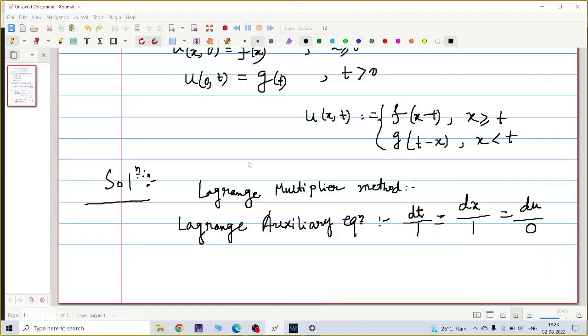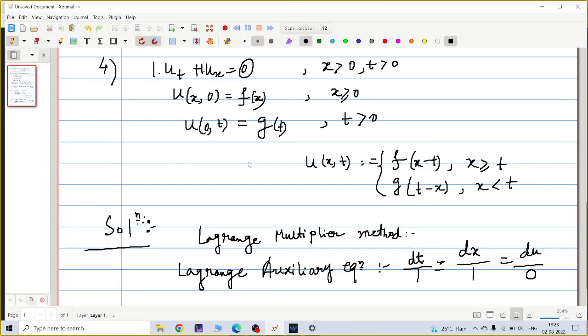Any question till now? I just write dt by the coefficient of ut, plus dx by the coefficient of ux, and du by 0. That is what is on the right hand side. Now I will solve these equations. These are called simultaneous linear equations for the ODE. They are linear and simultaneous because there is more than one equality sign.